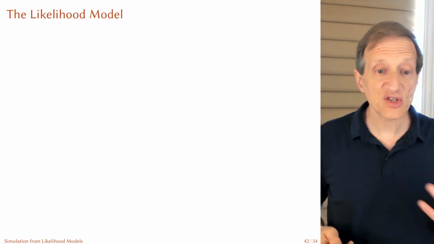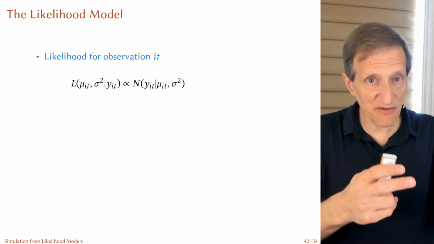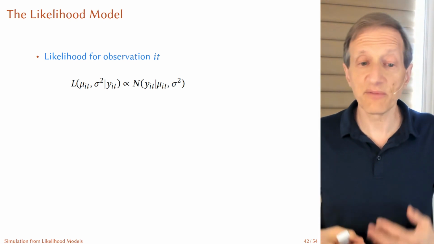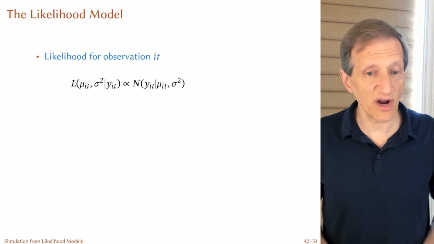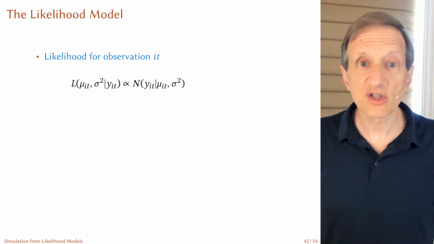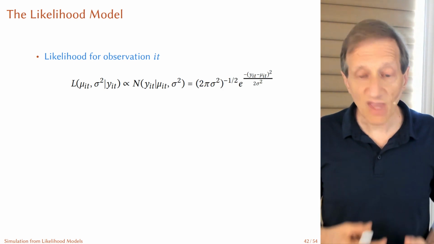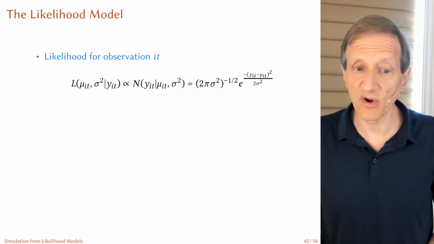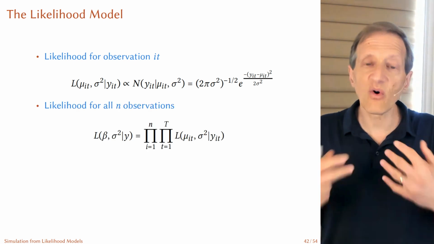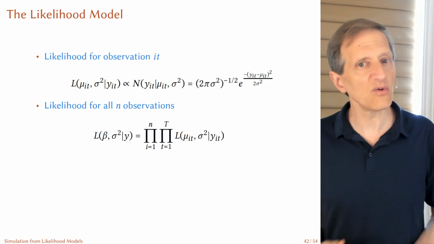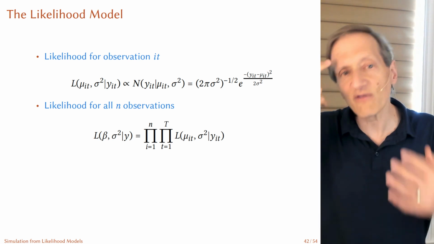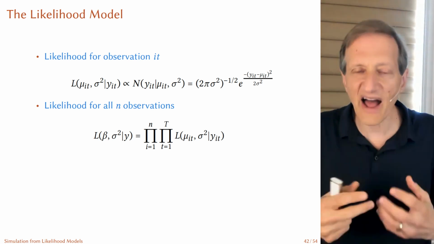All right, so here's the likelihood model. We're going to write that down from the statistical model. We're now going to derive the likelihood model. So the likelihood of the parameters mu sub it and sigma squared, given all the data, is proportional to this normal distribution, which is the stochastic component. That's the actual formula for it, for the i-th observation. Then we form the likelihood for all n observations. How do we do that? Well, we use the third assumption of the model, which is independence. And it's independence over n and over i and over t.